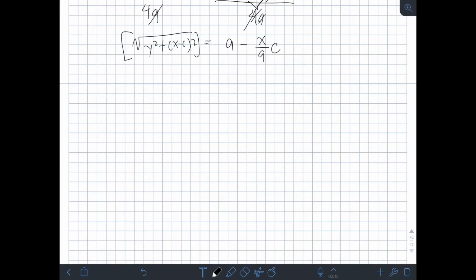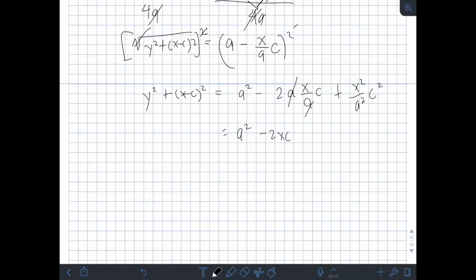Now, pag in-square uli natin, both sides, para mawala yung radical, we have, sa left, y squared plus x minus c quantity squared na lang, cancel, and then square of a binomial sa right, so, a squared minus 2ax over ac, right, so cancel si a dito, plus x squared over a squared c squared. So, we have a squared minus 2xc plus x squared over a squared c squared. And then, square natin to. So, y squared plus x squared minus 2xc plus c squared.